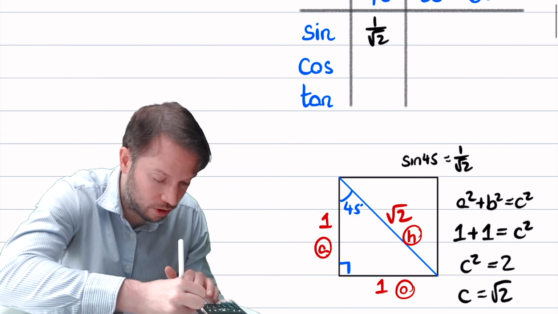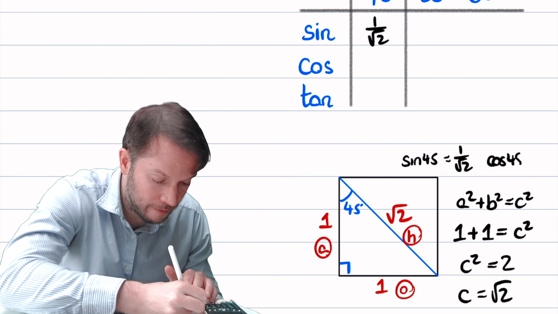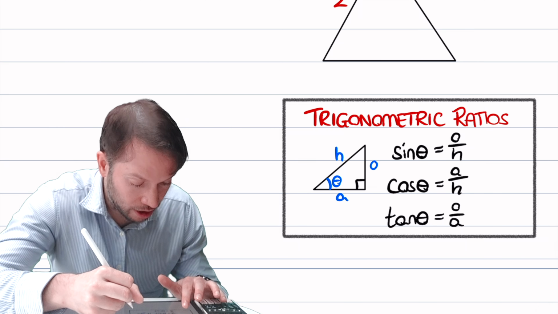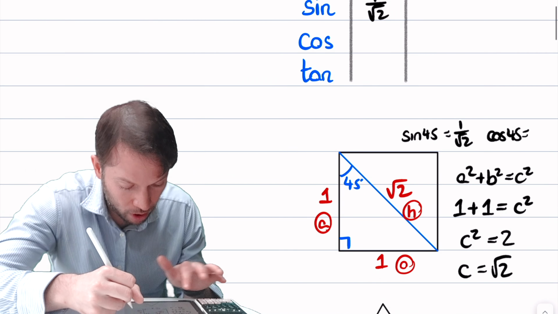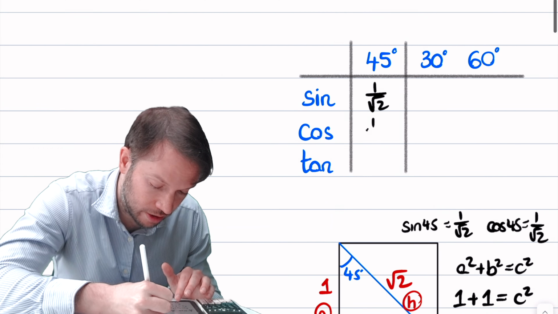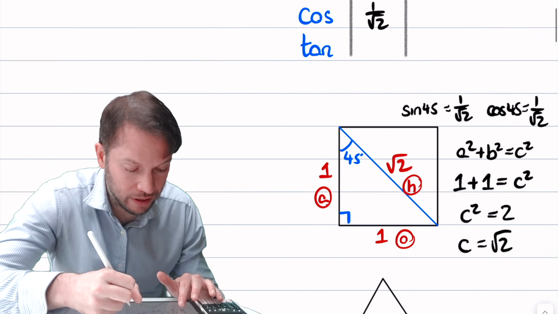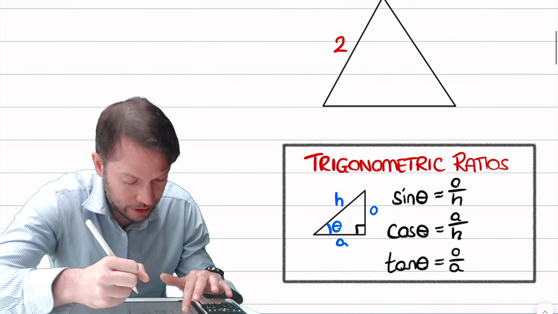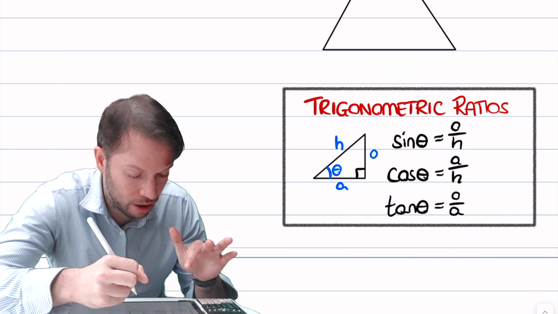We can also work out cos of 45. Well, looking at our ratios again, cos of 45 is A over H, which is here 1 over root 2 again. So it's the same value. So that's 1 over root 2. And what about tan of 45? Let's do it over here. Tan of 45, if we look at our table, tan of the angle is O over A.